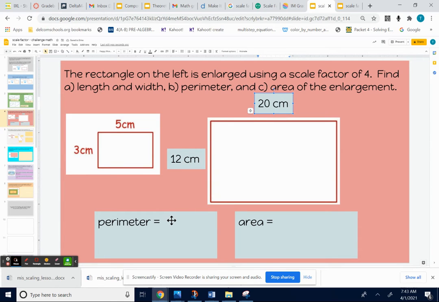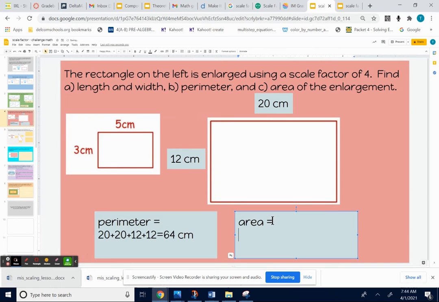Okay, and from there, we need to be able to find the perimeter and area. Okay, perimeter is just adding all 4 sides up. There's 2 20s, there's two 12s. Let's see, 40, 50, 64. 64 centimeters would be the perimeter.